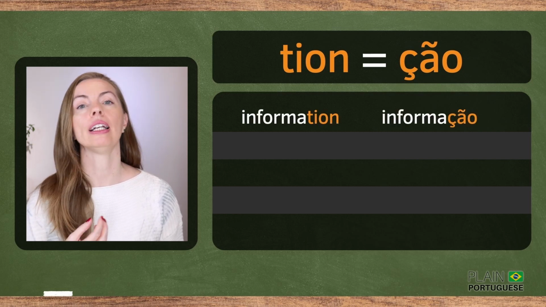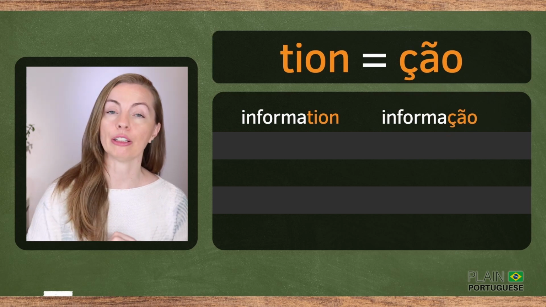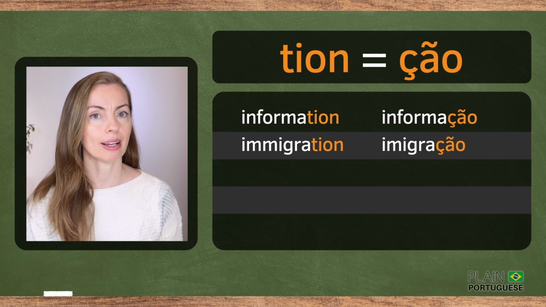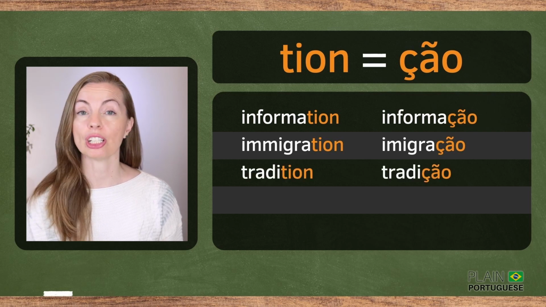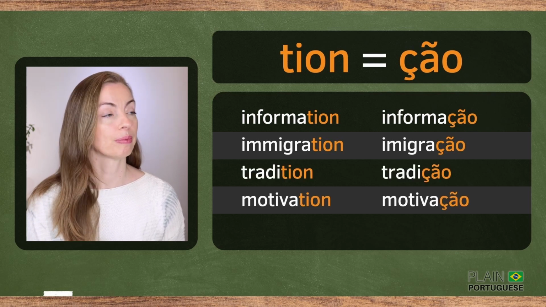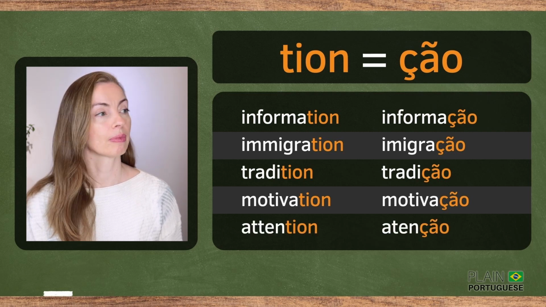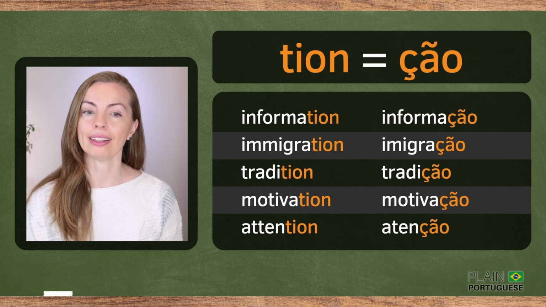Words ending in tion in English will end in ção in Portuguese, with C cedilha. For example, information, informação, immigration, imigração, tradition, tradição, motivation, motivação, attention, atenção.